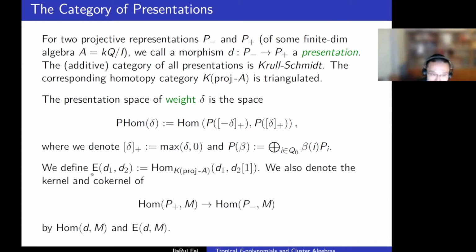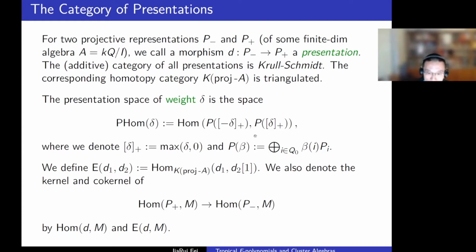Now we define a vector space called E. E of two presentations is, by definition, one presentation Hom with the other one, but with some shift. Here I view a presentation as a complex. The first one, P minus, is in a fixed degree, say -1, and P plus is in degree 0. In this way, I shift these two complexes and take the Hom.